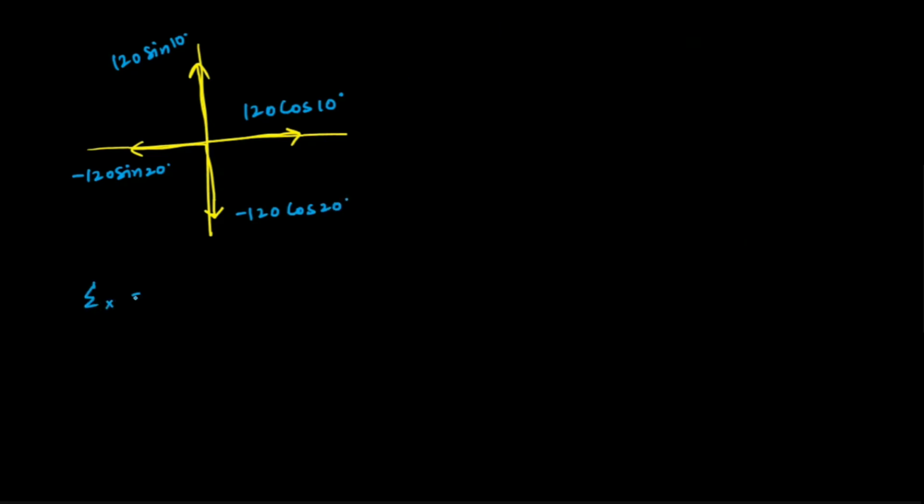So summation of delta x is going to be 120 cos 10 minus 120 sine 20. We were actually adding these two vectors. So this is how it should be written. When we solve it, we'll get the value along the x-axis as approximately 77.1 kilometers.